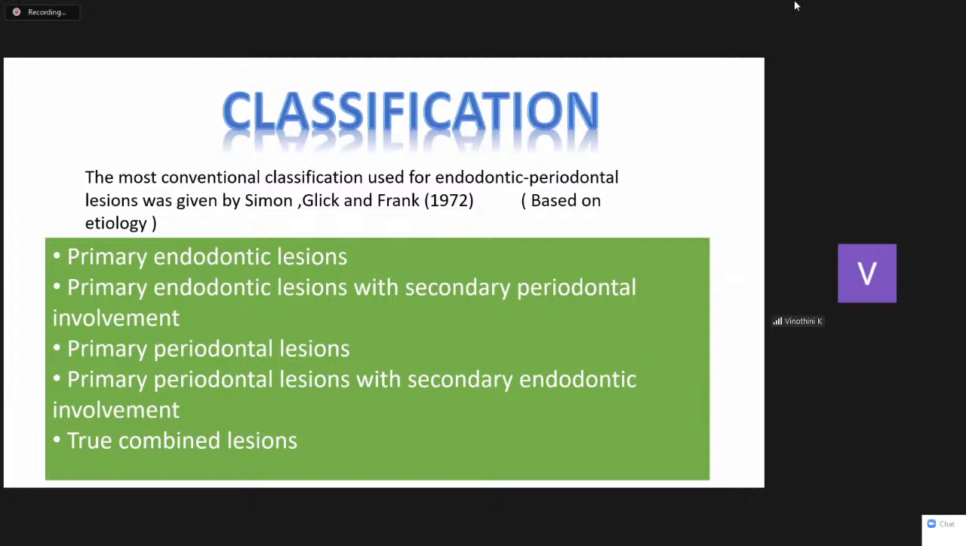You have to understand this. The most important classification has been modified by Stock, whereas the true combined lesion has been removed, because the primary endo lesion with secondary perio involvement and the primary perio lesion with secondary endodontic involvement are both combined lesions. Hence, both are going to be combined lesions in the future. Hence, this true combined lesion category has been removed by Stock.